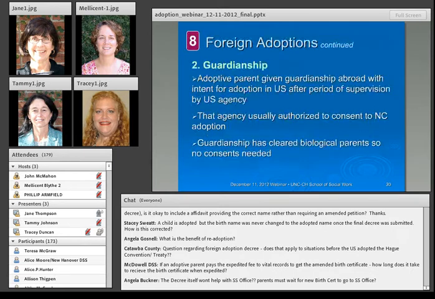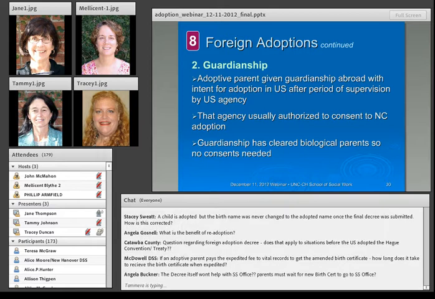Okay, as we talk further about foreign adoptions, we talk about guardianship. These are the adoptions where there is no full and final adoption abroad, but the adoptive parent had the pre-placement assessment, traveled to that country, and was given guardianship in that country with the intent for them to return to the U.S. with the children or child, and then after a period of supervision by a U.S. agency to file a North Carolina adoption. So the adoption being filed in these cases is the only adoption being filed for these children.